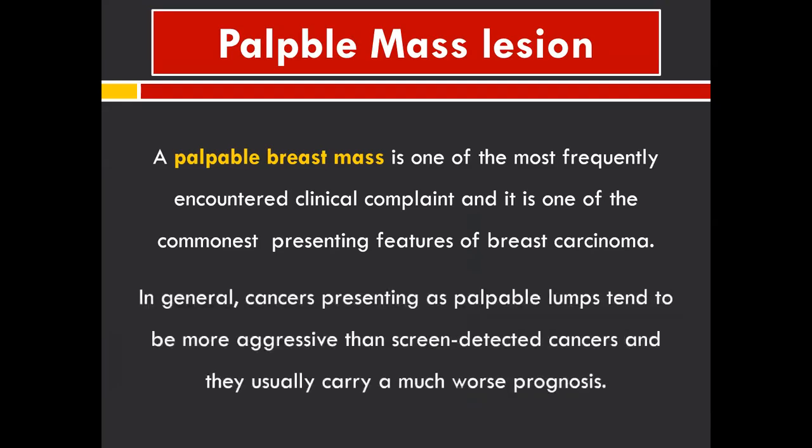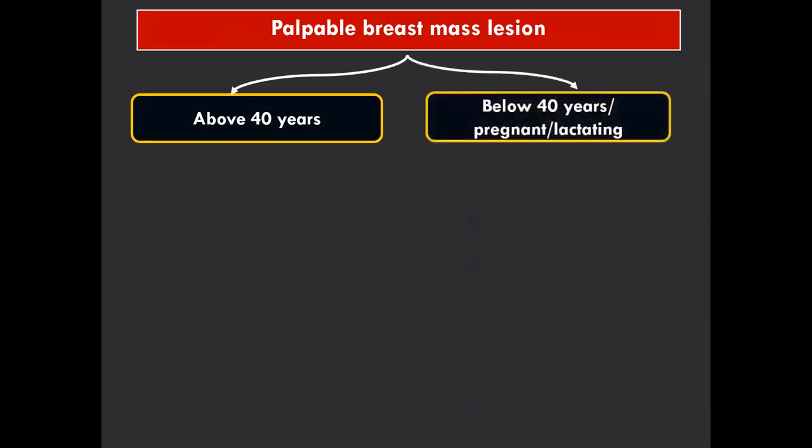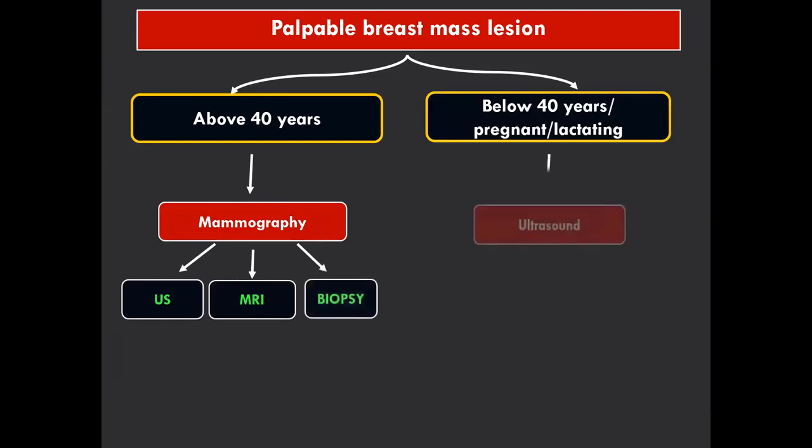In general, cancers presenting as palpable lumps tend to be more aggressive than screen-detected cancers, and they usually carry a much worse prognosis. When we have a palpable breast mass lesion, we look at the patient's age: if she's above 40 years or below 40 years, pregnant or lactating. Above 40 years, we start with a mammogram, which might be complemented with ultrasound, MRI, or biopsy.